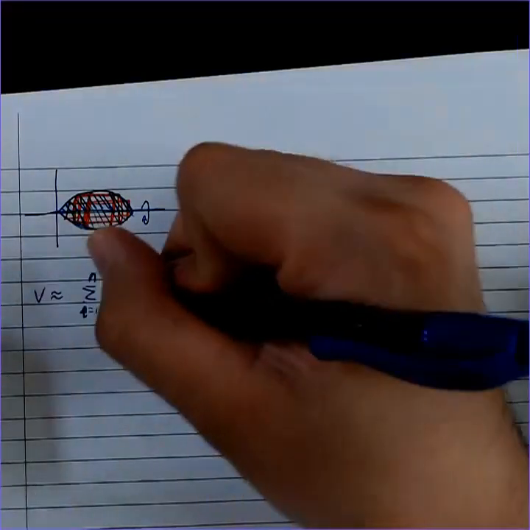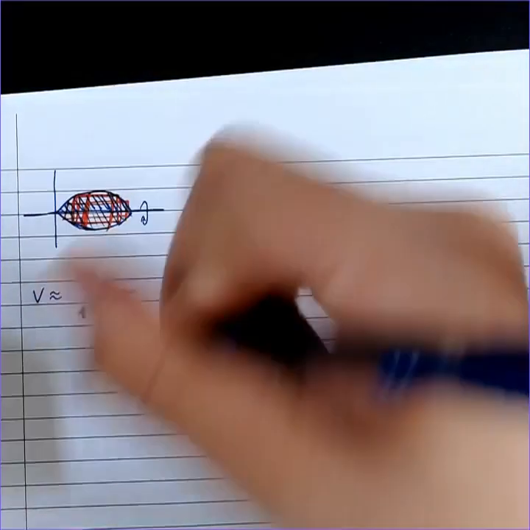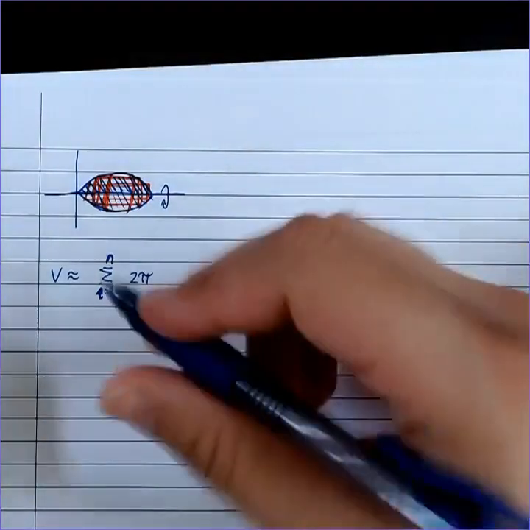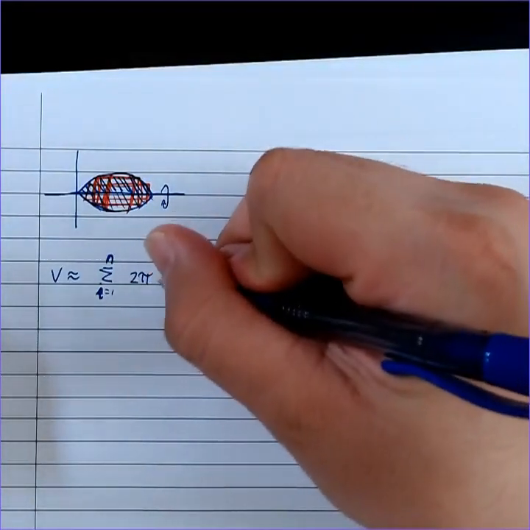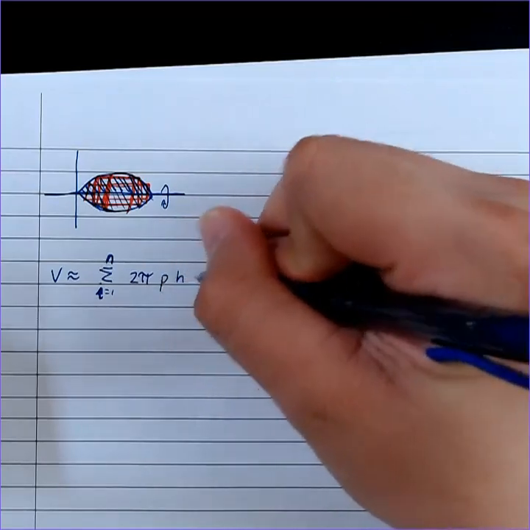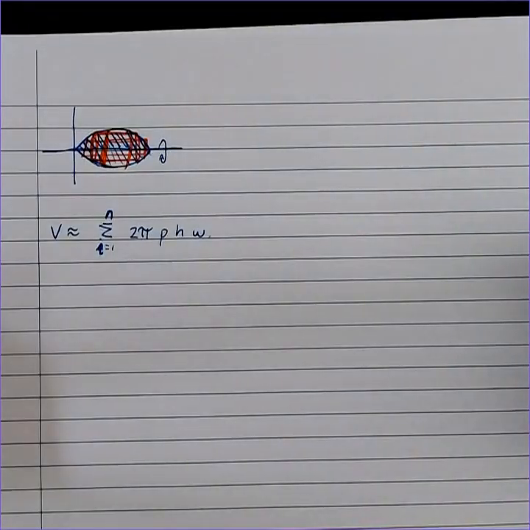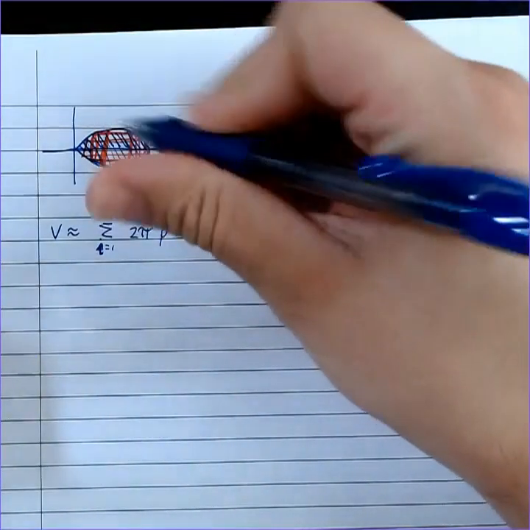So here, let me write it this way. Let me put the 2 pi first, because those are constants and those will never change. But then all my other variables can change from problem to problem. So I'll say p times h times w. Okay. Now remember what those are.